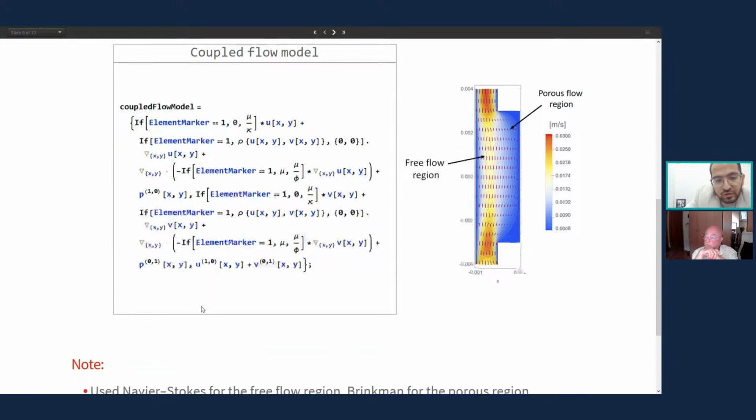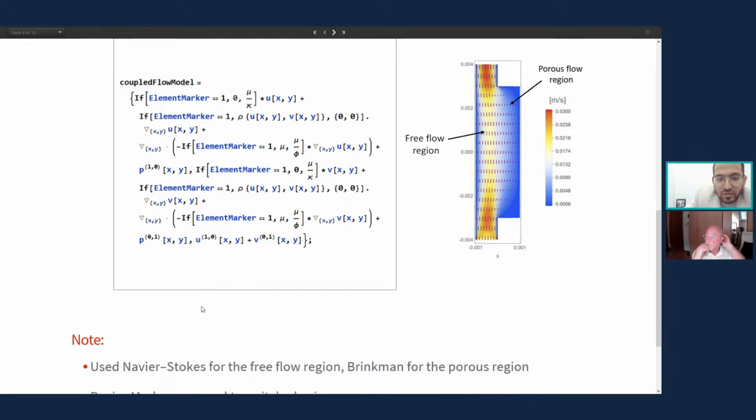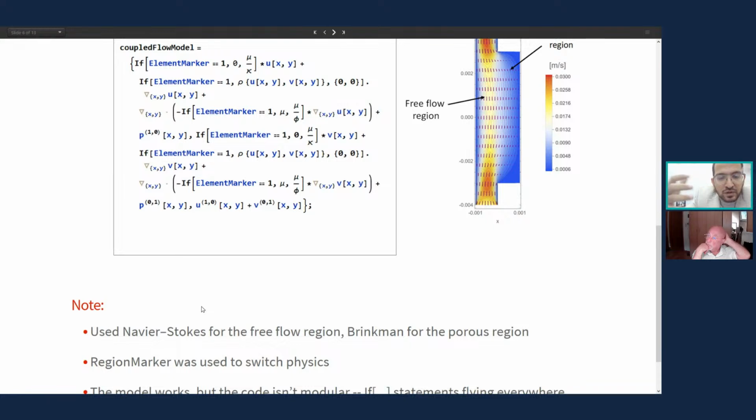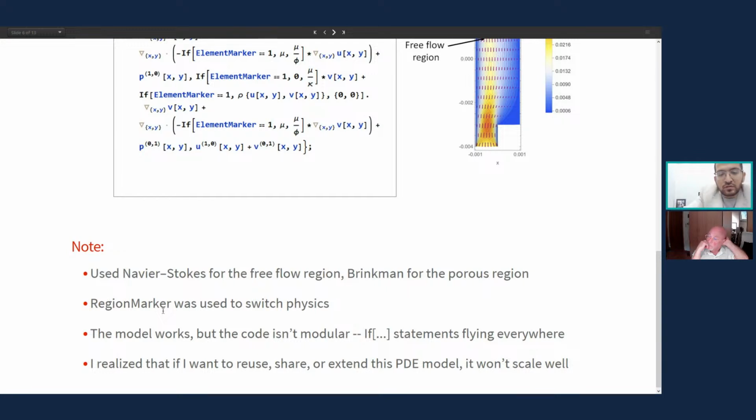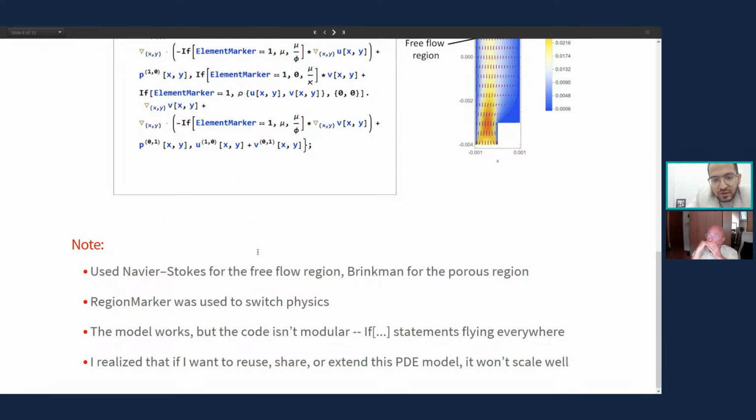And yes, it does give a solution, but what we see here is that this code is somewhat not scalable. If you want to, let's say, solve a different problem, or you want to go from the simple geometry to a bit more complicated geometry, this kind of code is hard to scale. And so you note here that the region marker is used to switch physics, and the model works, but the code is not modular. I realized that if I want to reuse, share and extend this PDE model, this model will not scale well.